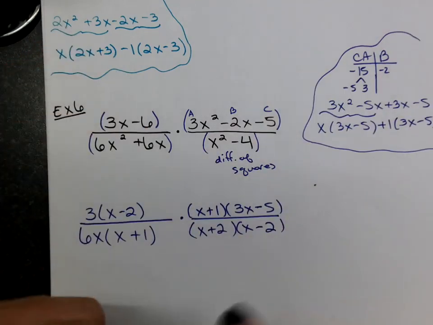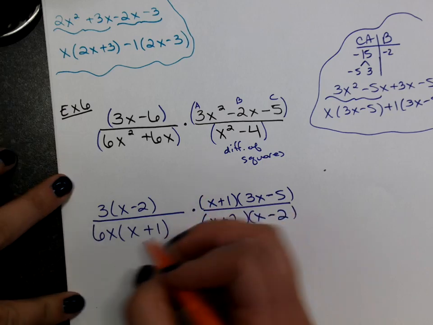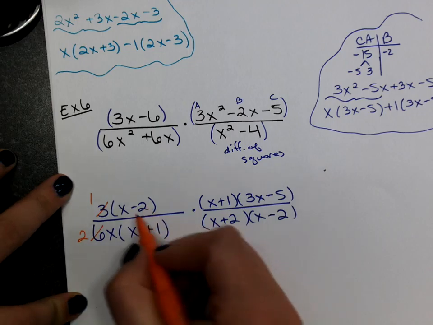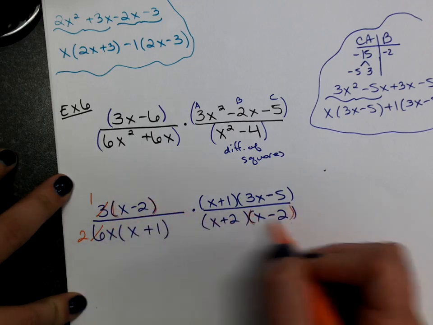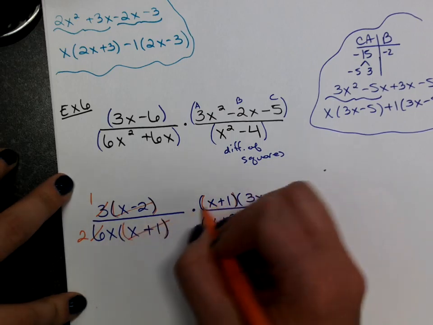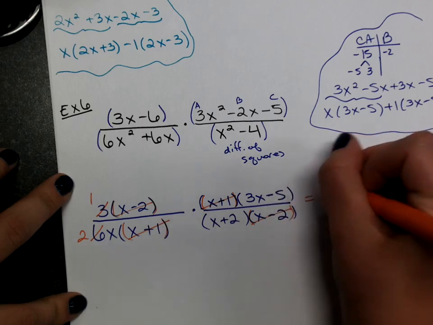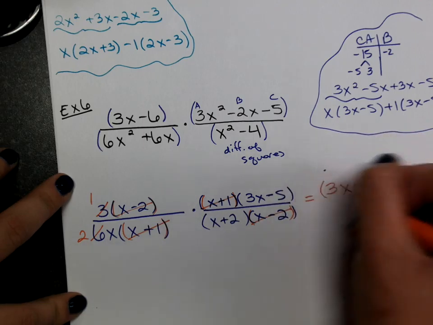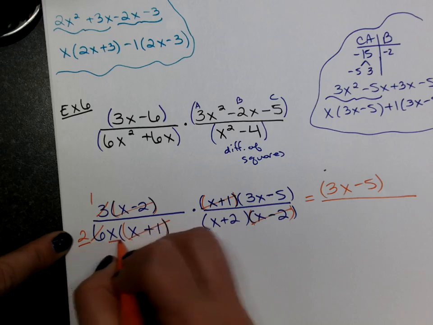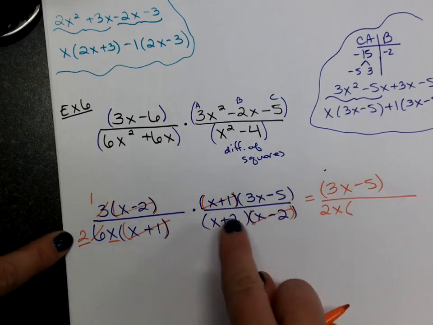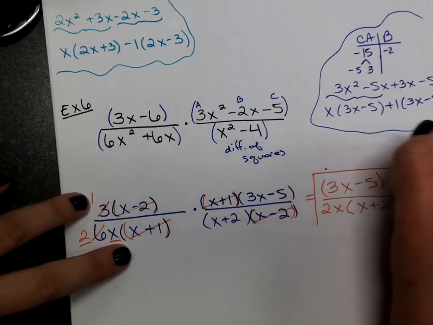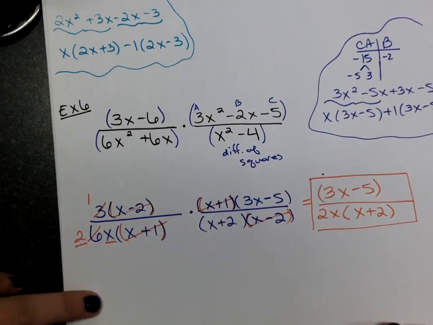Then I always like to get a different color and cross stuff out. Let's see. 3 and 6 divide. The 3 becomes a 1, the 6 becomes a 2. x minus 2 on top, x minus 2 on the bottom. Cross those out. x plus 1 on top, x plus 1 on the bottom. Don't go too crazy with your crossing out. You should have 3x minus 5, and you can leave it in parentheses. I like to leave it in parentheses, over this 2 and this x, don't forget about the x, 2x times the only other thing left down there, x plus 2. So again, your expressions look kind of crazy, but that is your answer.